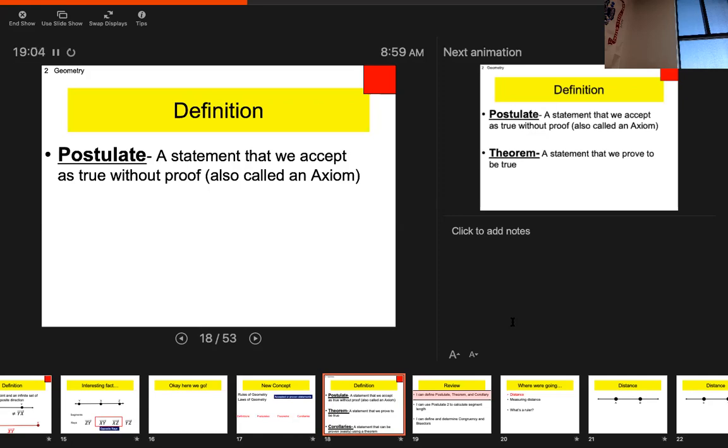A postulate. I distinctly remember learning this in high school and saying, I will never know the difference between a postulate and a theorem. And after the second week, I was like, okay, I was full of it. Now I understand the difference. But the first day, you're probably going to be worried. A postulate is a statement we accept as true without proof.